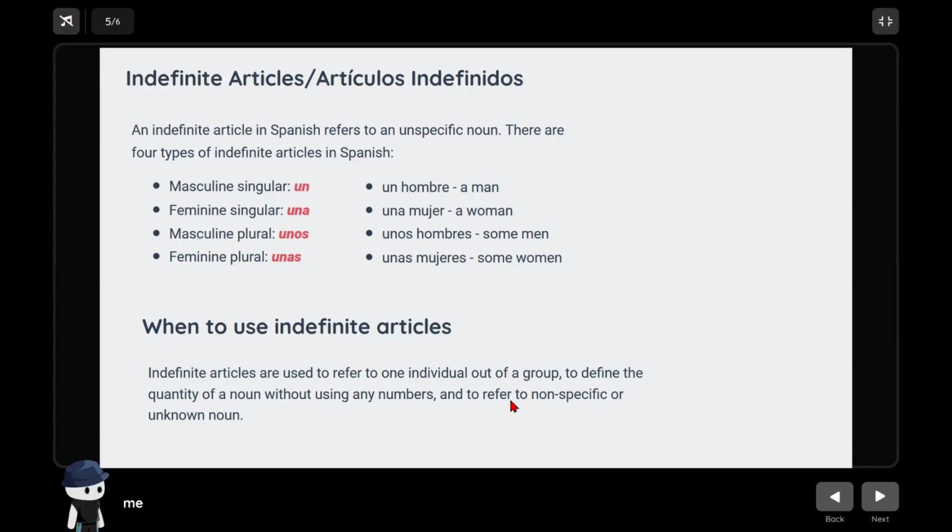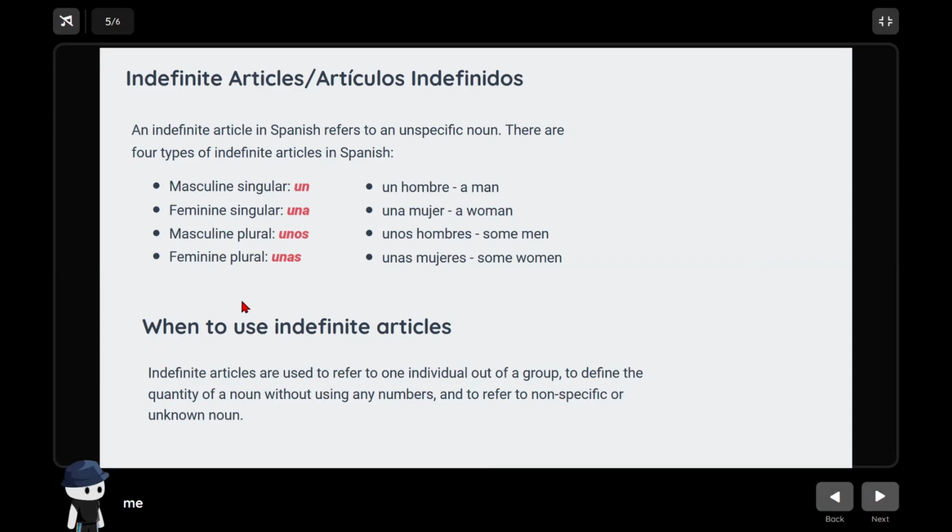And finally, to refer to a non-specific or unknown noun. So again, a man, we're not specifically talking about the man or a specific man. It's kind of unknown. We don't know exactly what it is or what man it is, right?